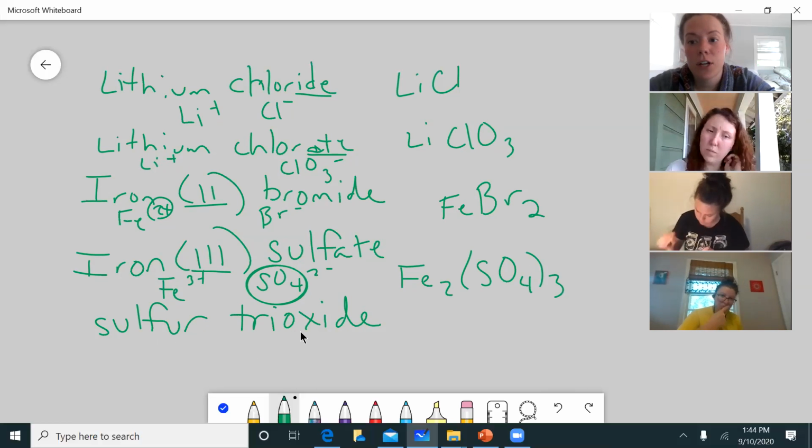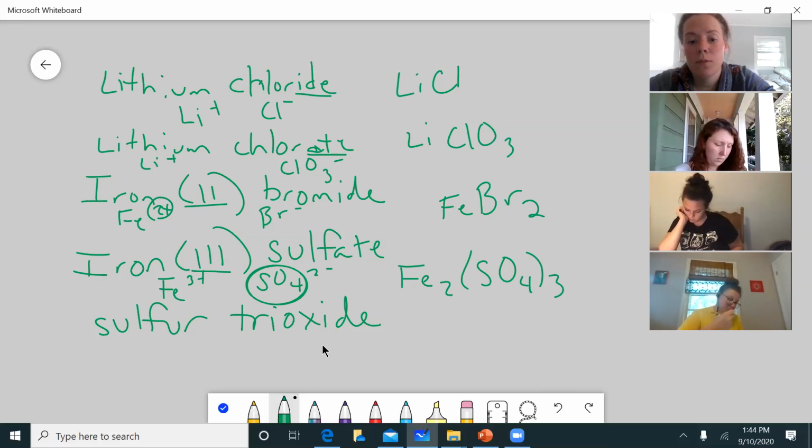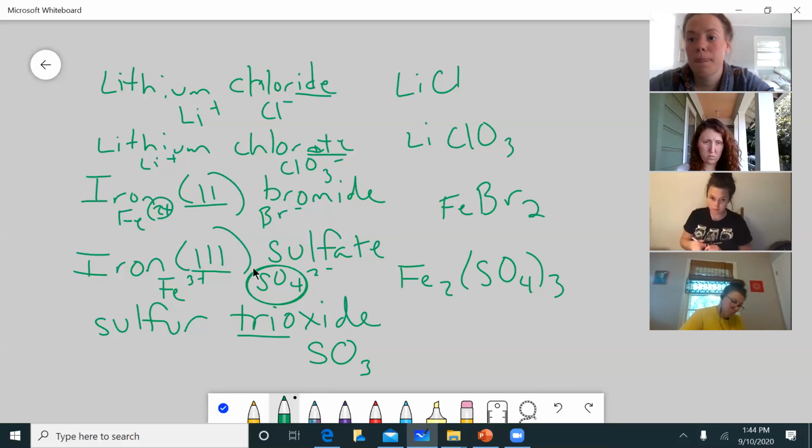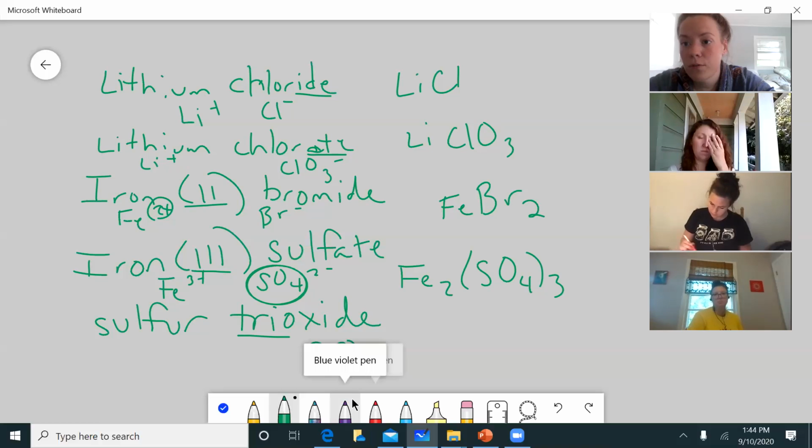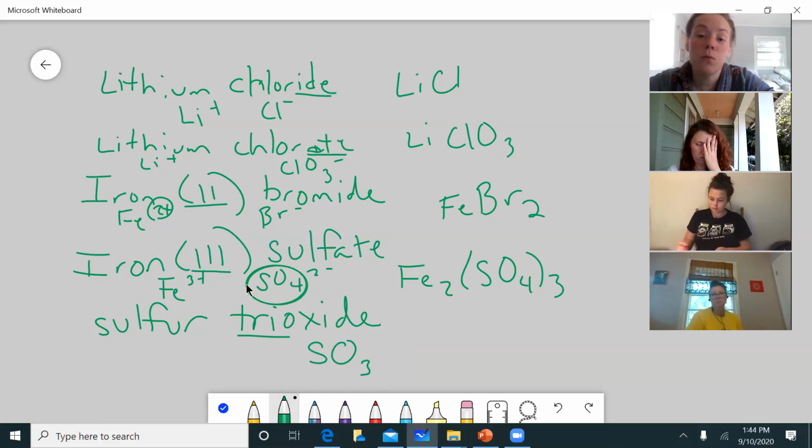Last one here, sulfur trioxide. We've got sulfur, we've got oxygen, and there are 3 oxygens. I'm going to write a couple going the other direction.